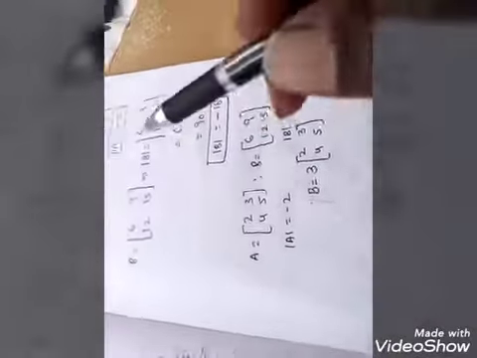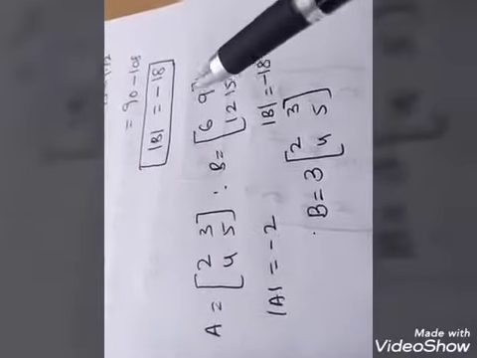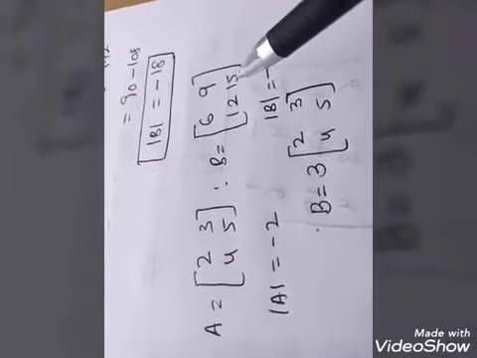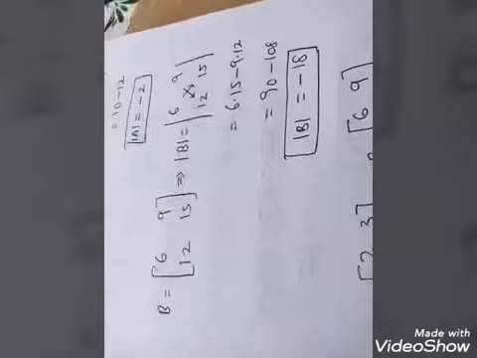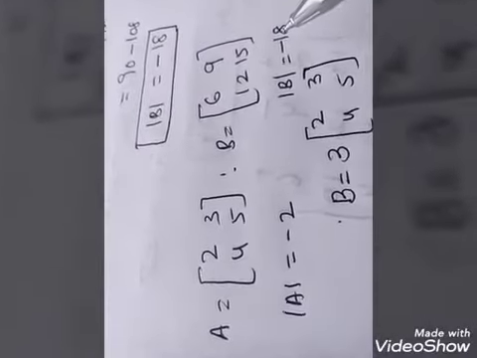Okay, as I said, I came back again to the previous example. What do we have? A is 2 3 4 5 and B is 6 9 12 15. Now det A, what did you get? Det A is minus 2 and det B is minus 18.